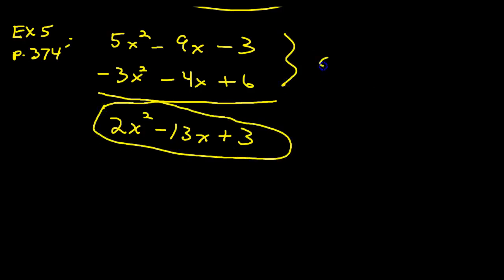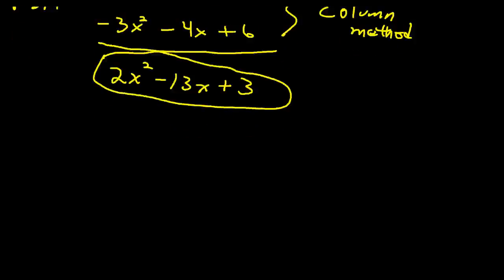This is what they call using columns. And some books call it the column method. Again, not mandatory, but you might want to use it, especially in more difficult problems. All right. Let's look at example 6. Again, at the bottom of page 374, they want us to add. Again, they want us to use columns here.